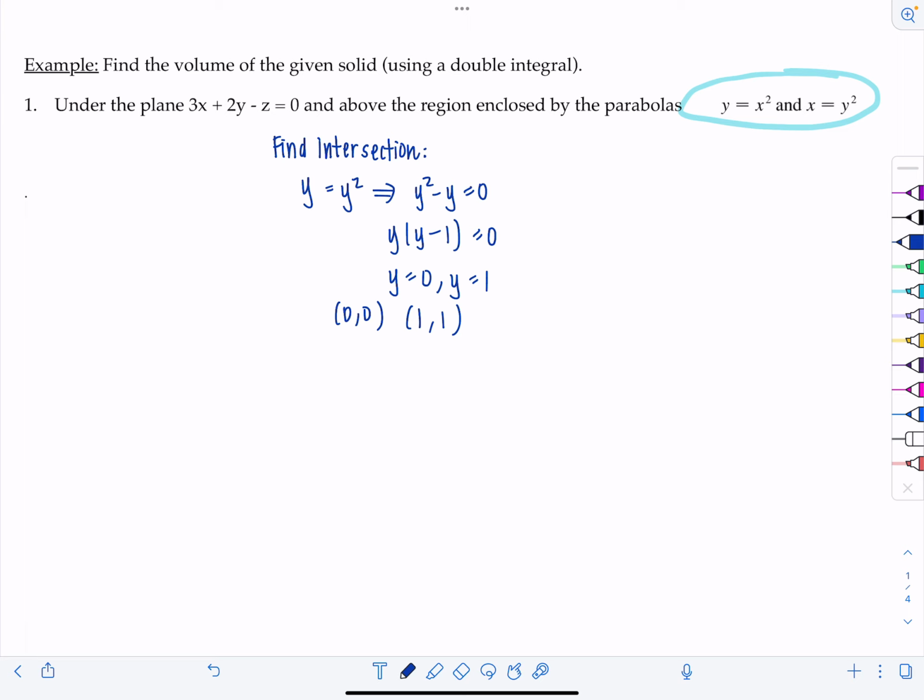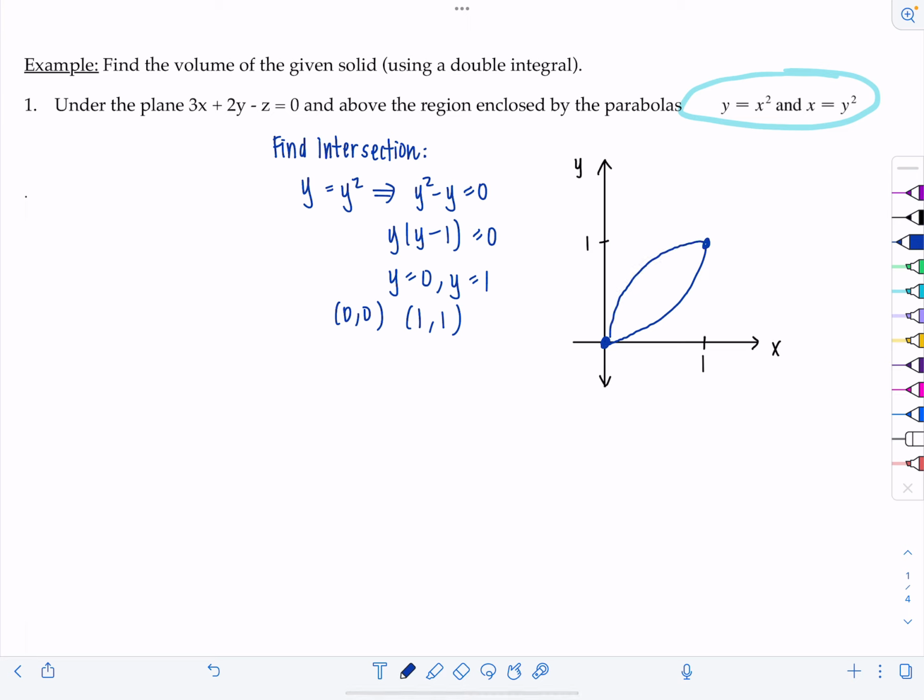And let's go ahead and graph this little region here. It's going to be predominantly in the first quadrant, the region that's enclosed by these two parabolas. So here's x, here's y. All the action happens at 0, 0, and 1, 1. So here we go. Here's 0, 0. Here's 1, 1. And y equals x squared is going to be below x equals y squared, which is right here.